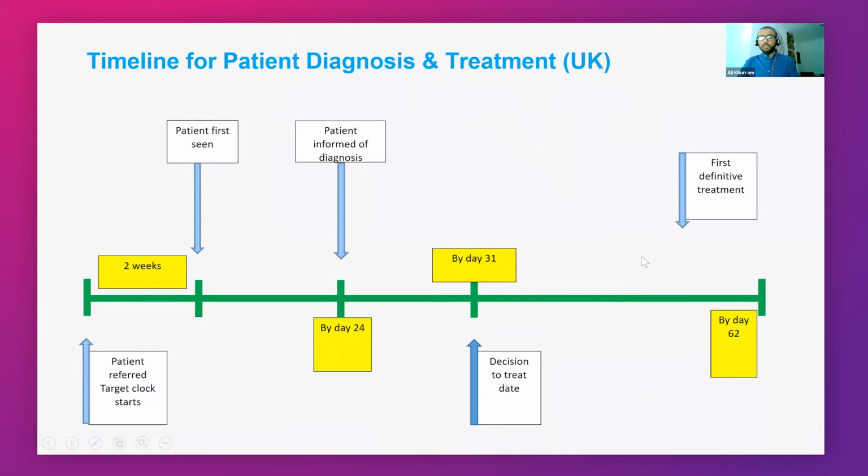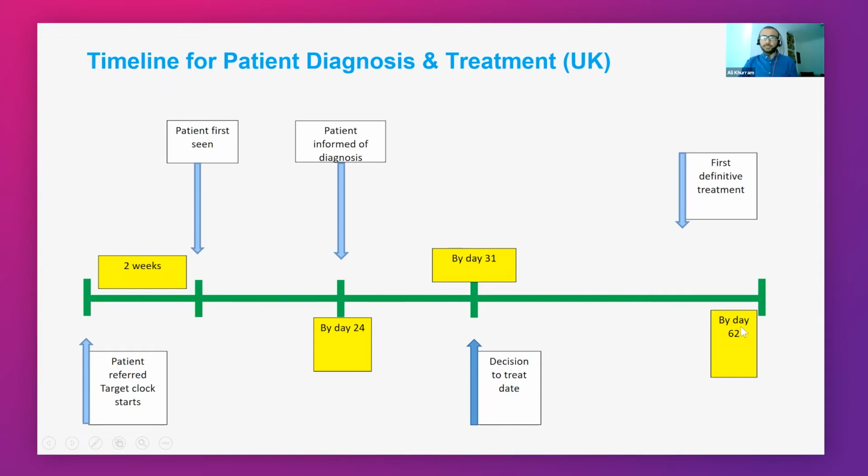So how do we actually deal with things in the UK, and what's the guideline or pathway? Once you're seen by your doctor or dentist or whoever suspects that you have something sinister, you're referred to a hospital, and that's when a 2-week clock starts. Within those 2 weeks, you should be seen at a specialist center. After that, you'll have your biopsy and further investigations. By day 24, you should be informed of your diagnosis. And by day 31, we should have a decision on how we're going to treat it, and you should be informed of that as well.